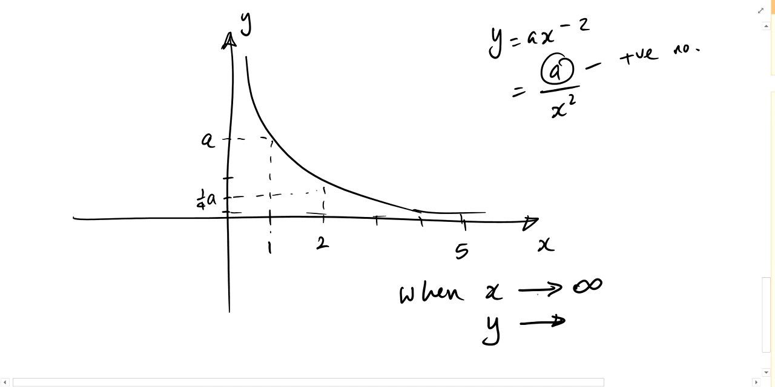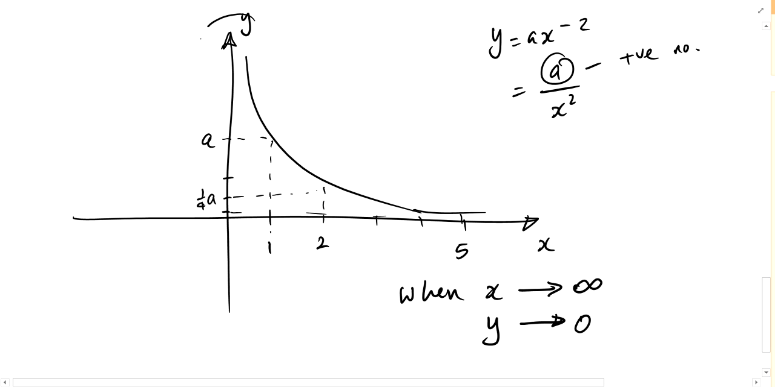Why is it that when x approaches infinity, y will approach 0? Yeah, because you divide by a bigger and bigger number, right? When x equals 5, you're actually dividing by 25. When x equals 10, you're actually dividing by 100. So when you divide by 1 million, the value will get smaller and smaller. You go closer and closer to 0. Okay, but it will never be 0, because you still have something divided by a number.